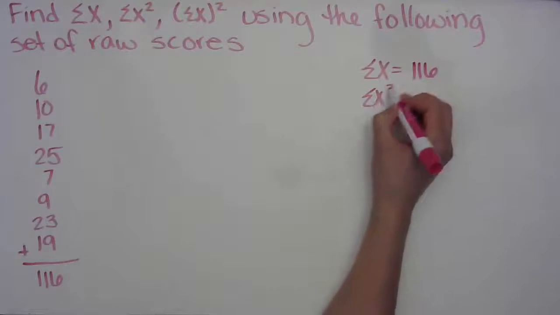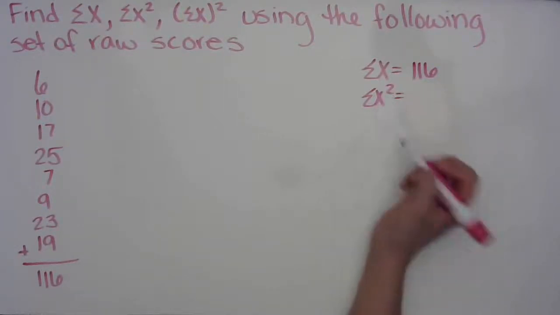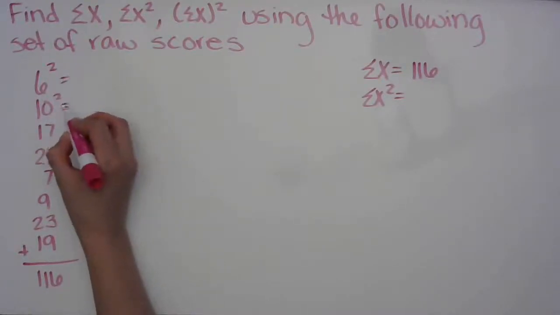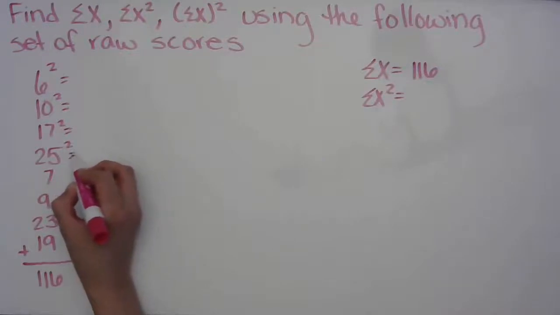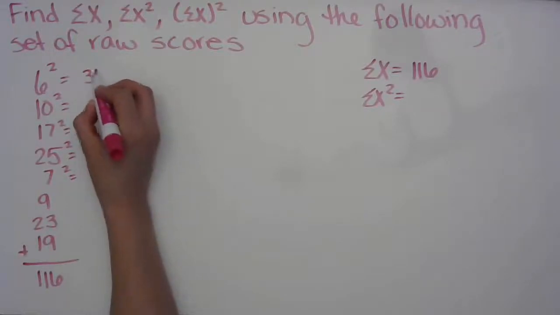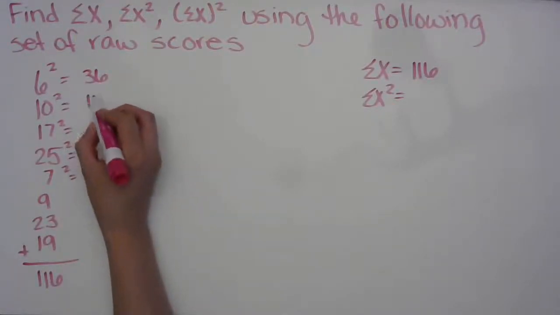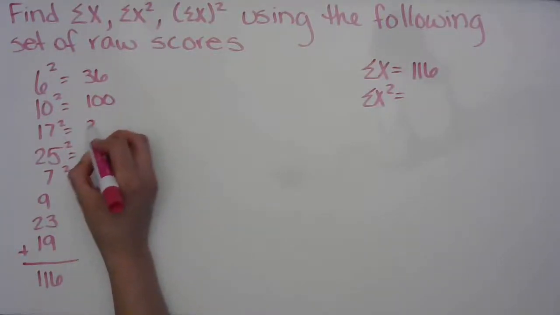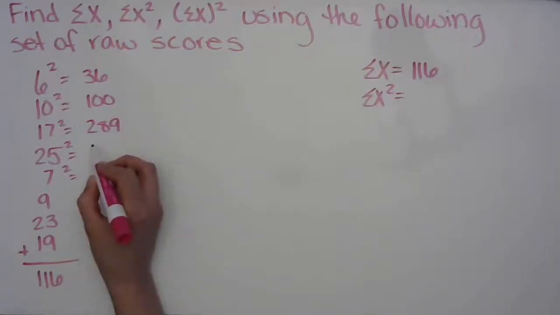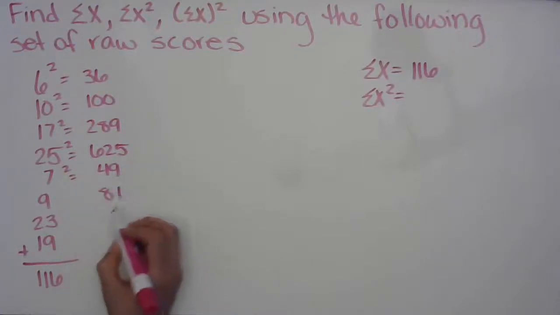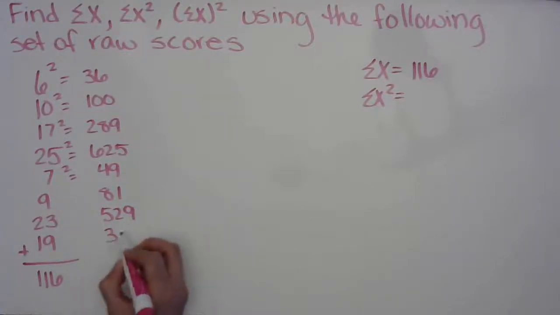Now we're going to find the sum of the raw scores squared. So what we're going to do for that is we are going to square each raw score, and we are going to find the value over here. And then we're going to add all of that up. Okay, so 6 squared is 36, 10 squared is 100, 17 squared is 289, 25 squared is 625, we've got 49, 81, 23 squared is 529, and 19 squared is 361.